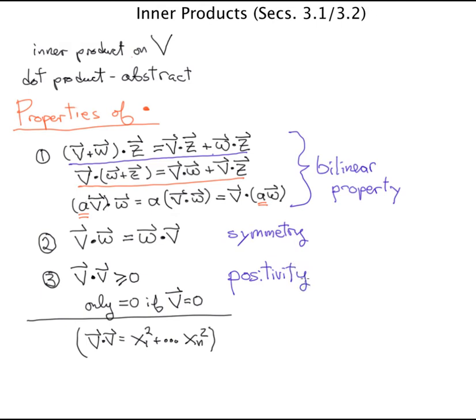And, well, there you basically have it. That's the definition of an abstract general bilinear inner product. All right, so let me just say that. Here's a definition.